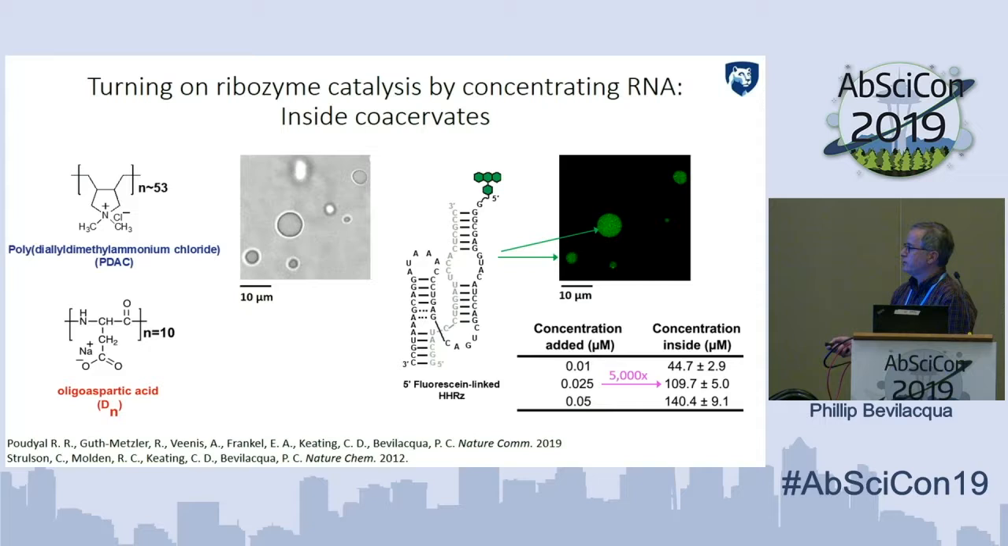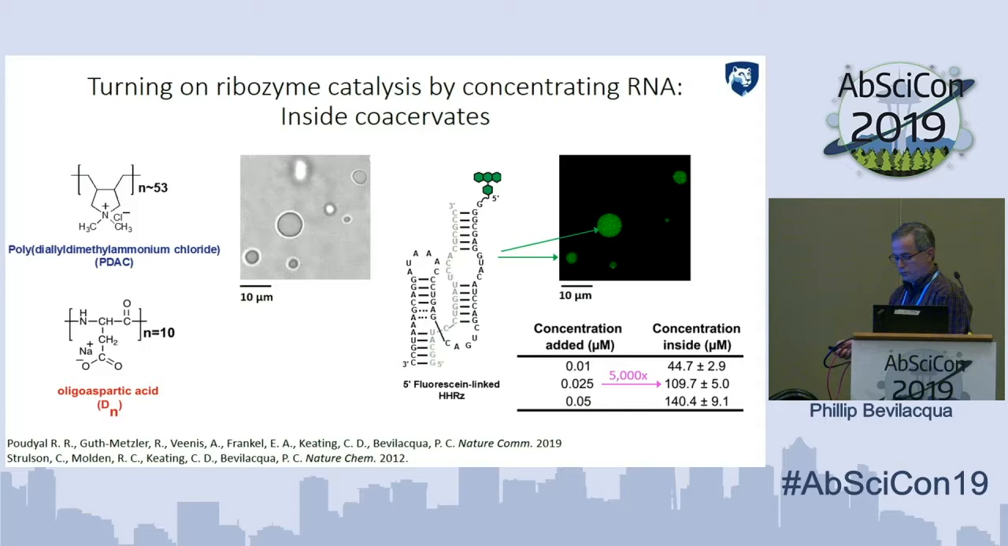And what's important is that if we take this and we make a calibration curve in solution, we can see that the concentration from the dilute or bulk phase into the coacervates is quite large. It's increased about 5,000 times. So if we add only 10 nanomolar of the enzyme, it's enriched up to 44 micromolar.